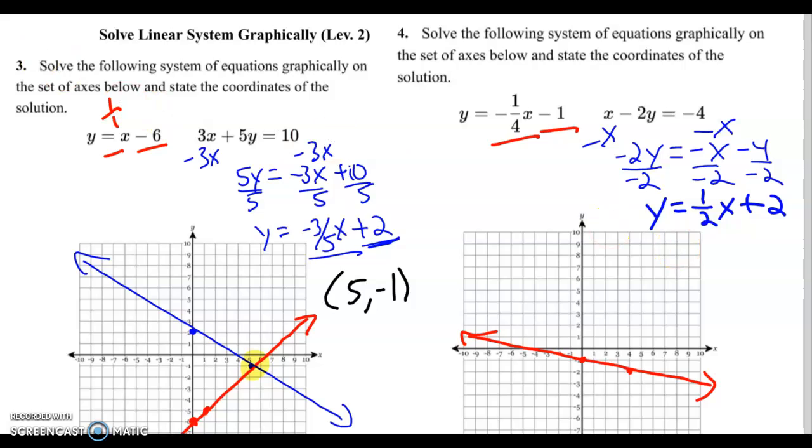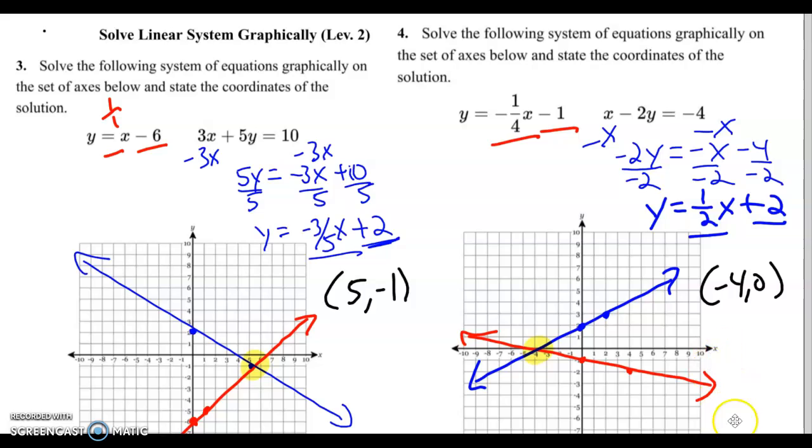So now I've got the y-intercept, which is 2. And then the slope, which is 1 over 2, which means I go up 1 and over 2. And now I draw my line right there. And then see where they connect. And they connect at (-4, 0).